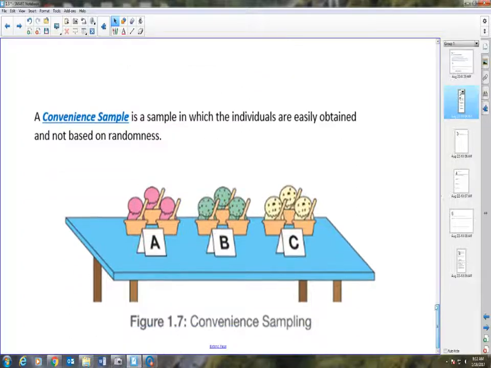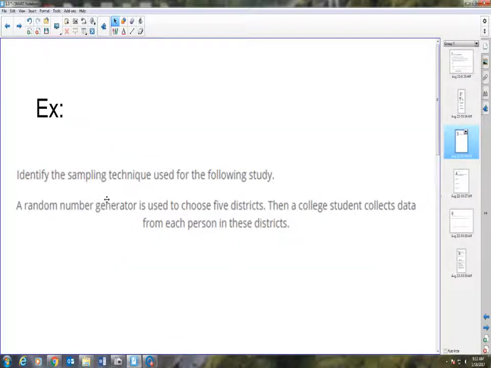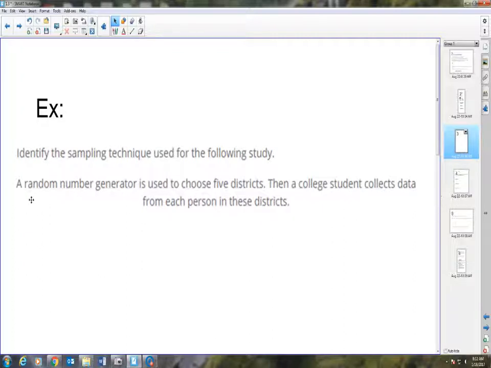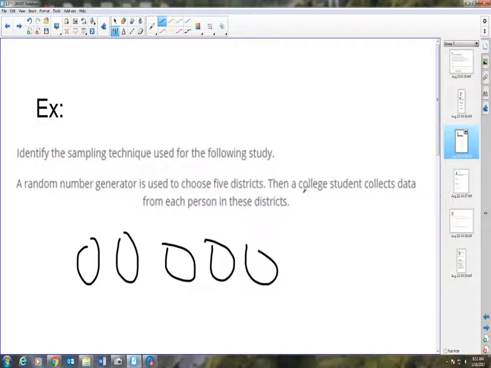Alright, let's try some examples here. If I need to, I will flip back to these pictures. Identify the sampling technique. A random number generator is used to choose 5 districts. So I got 5 districts, so I'm going to use circles: 1, 2, 3, 4, 5. Then a college student collects data from each person in these districts. I'm going to sample everybody in these 5 districts out of a lot of districts. The random number generator chooses 5 particular ones, and then we're going to sample every person in these 5 groups.